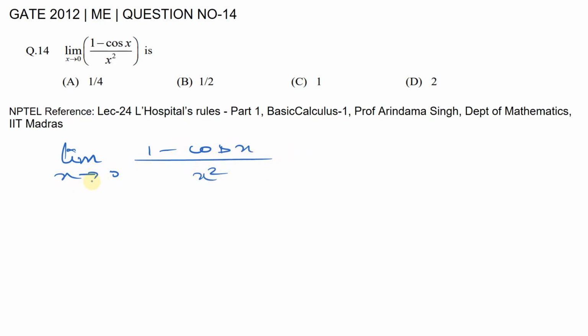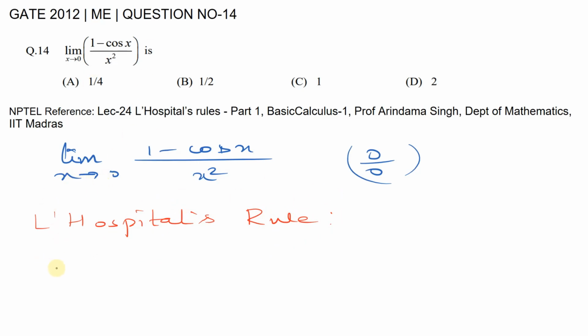Now if we substitute the value of x in this function, we'll get 0 upon 0. So this is a 0 by 0 form or indeterminate form, and these types of limits can be solved using L'Hopital's rule. Okay, now let's understand what L'Hopital's rule is.